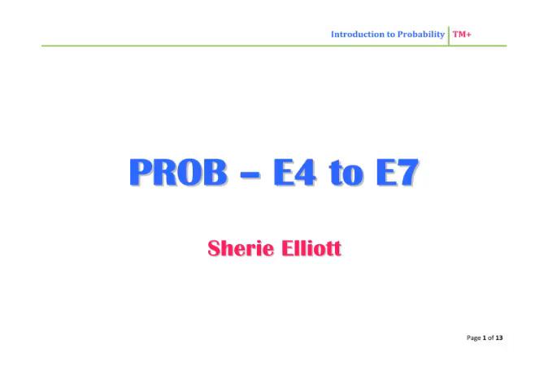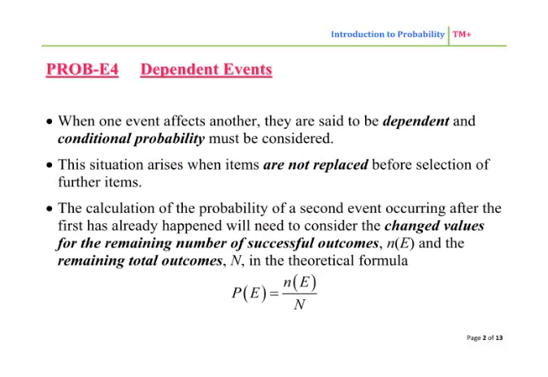This video covers sections probability E4 to E7. To begin, let's go back to independent events. Now, when one event affects another, they are said to be dependent, and conditional probability must be considered.